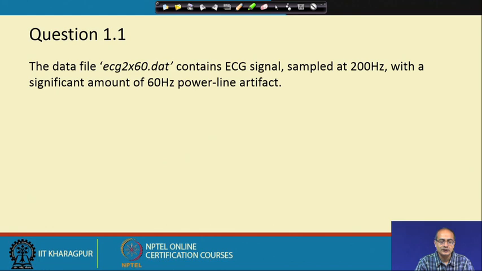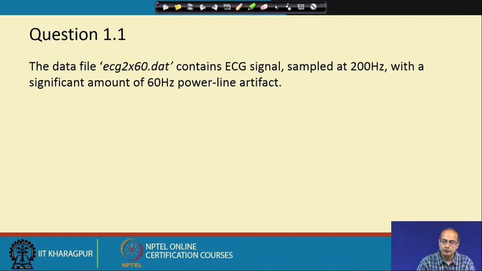file of ECG sampled at 200 hertz and it is corrupted with power line artifact, and because the data is taken from North America, the power line frequency is 60 hertz. In India, the power line frequency is 50 hertz. So, the power line artifact would have 50 hertz frequency.